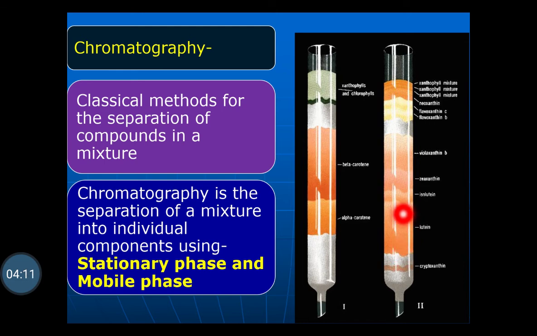Depending upon the affinity toward the stationary phase and toward the mobile phase, the separation of the components takes place. In this picture you can see colored bands. The components present in the mixture are separated in the form of colored bands. Here the example is given with colored compounds, otherwise the secondary metabolites to be separated are colorless.